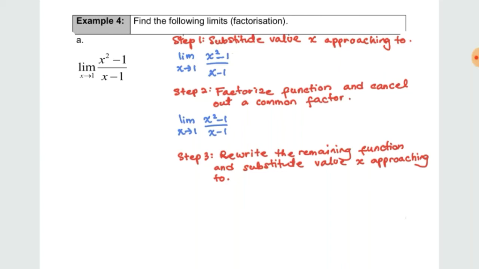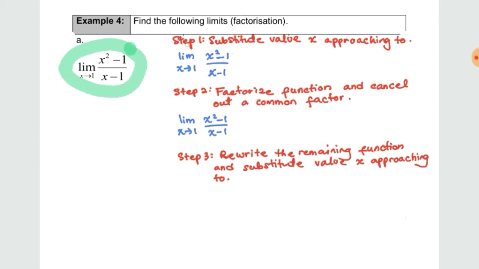Example 4. Find the following limit using factorization. For question A, the limit of the function x squared minus 1 over x minus 1 when x approaches 1. Okay, this is the limit question for question A.